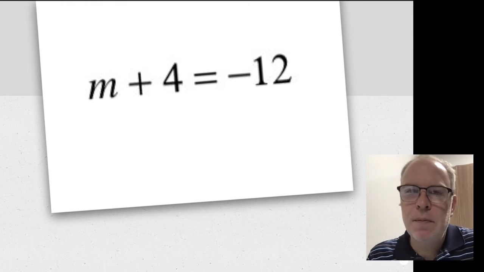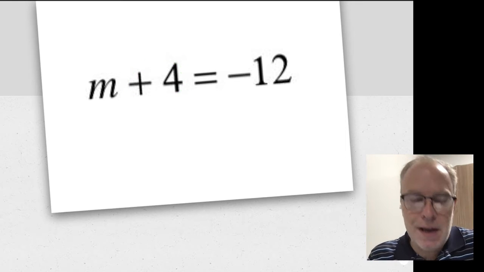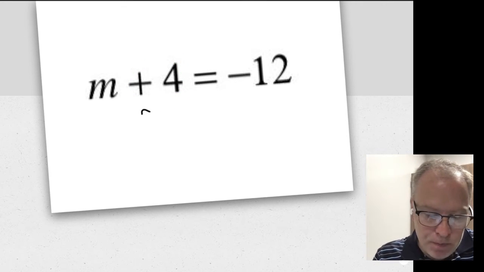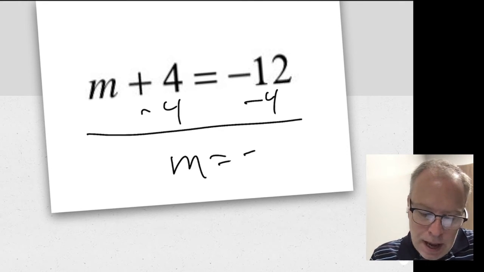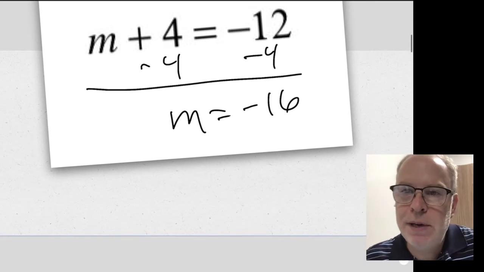For example, this was from the last section. You're going to want to get rid of that 4 so that m is all by itself. So what's the opposite of adding 4? Well, subtracting 4. So we're going to put a negative 4 on both sides. M equals negative 16. See how easy that is? You could probably tune me out at this point, right?